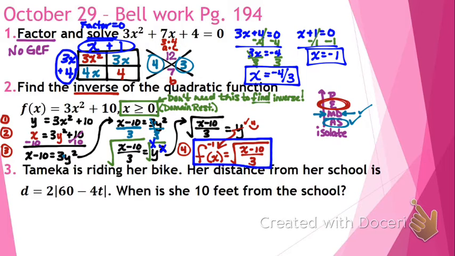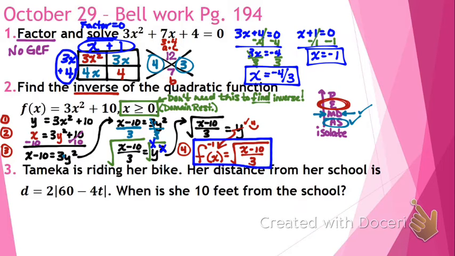Let's do the last one on the belt work, and then we'll go back to what we were working on yesterday with the inverses. Tamika is riding her bike. Her distance from her school is represented by this function right here. What do these bars mean? Absolute value. What does absolute value mean? How far away from 0? It can be negative or positive.